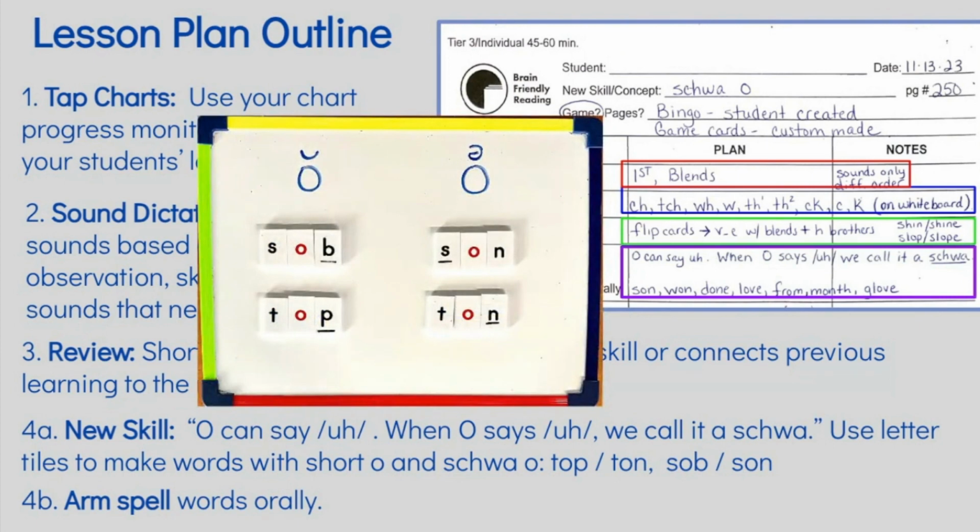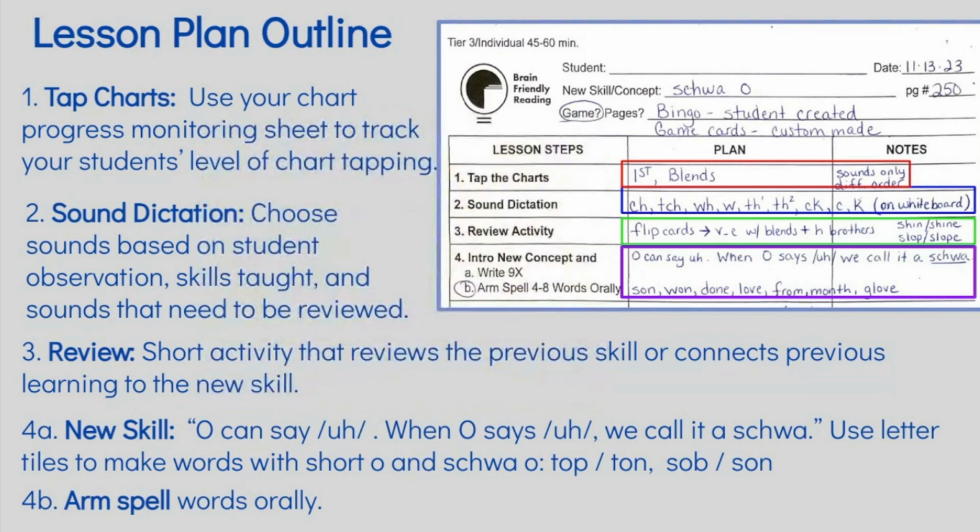I would use letter tiles to demonstrate the different sounds of O, where O says "ah" like sob and top, and words that have a schwa O, like sun and ton. Then we would arm spell the following words that have the schwa sound of O: sun, one, dove, love, from, month, and glove.